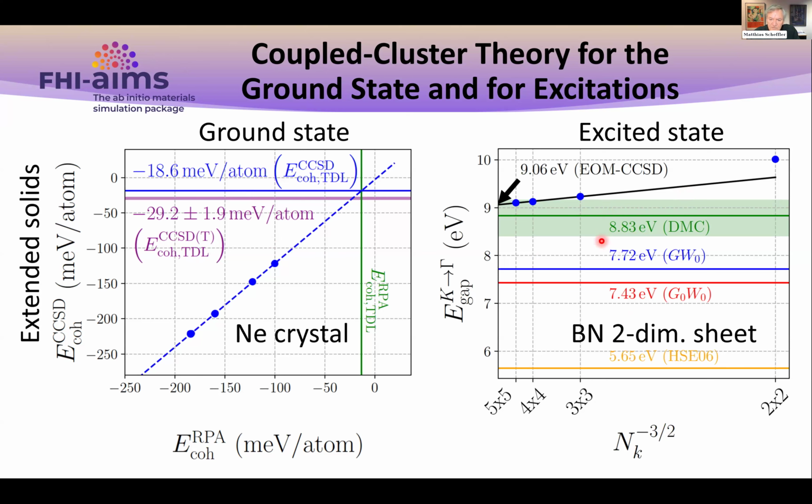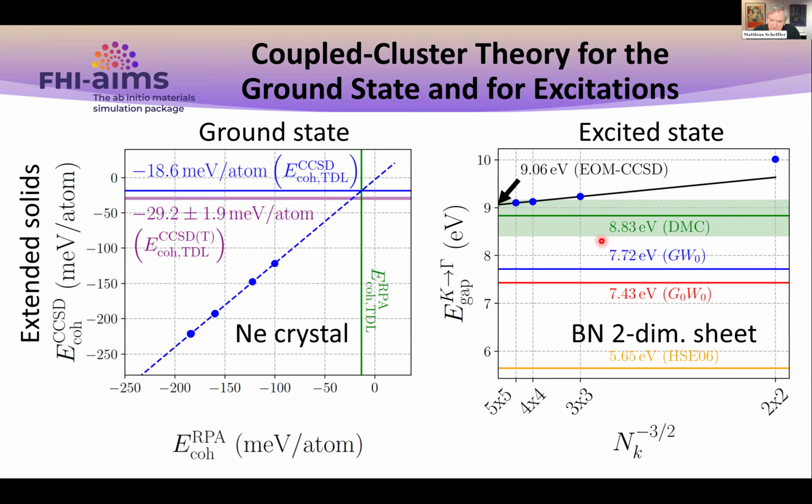Let me say that such excited states for extended systems require big supercells and therefore are not really practical. They need too much computer time. Thus, better methods are needed. For the ground state, the left picture, things are working well under control, but for the right, I think we still need improvements. But as you can see, if it's converged, then it really works.